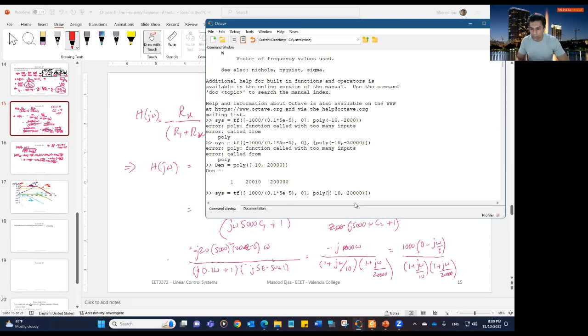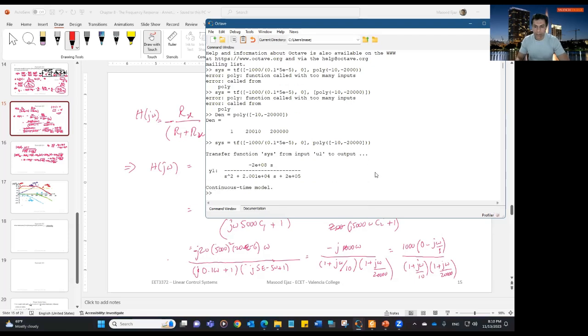Poly, this is here, and then the roots. All right, so poly, and then one more parenthesis to end this function, transfer function. Let's see if this will work. Yeah, okay. And then Bode of system.